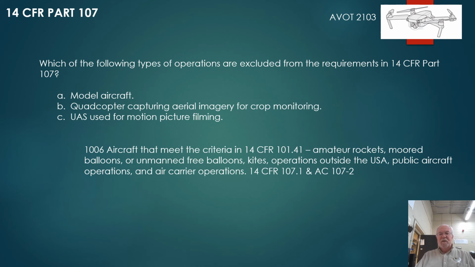Model aircraft are included with amateur rockets, moored balloons, which means there's a rope attached to the balloon, or even unmanned free balloons, kites, operations outside the U.S., public aircraft operation and air carrier operations. These are exempt from 107.